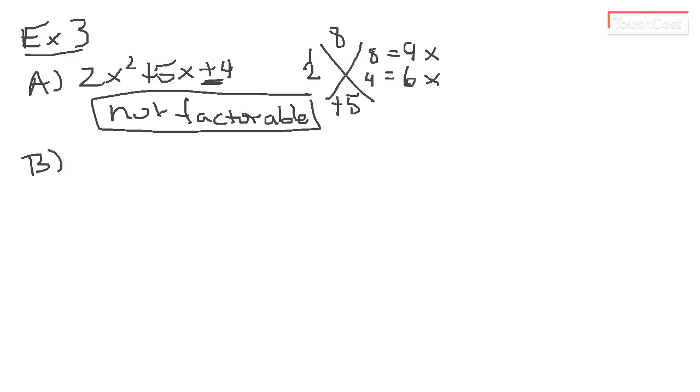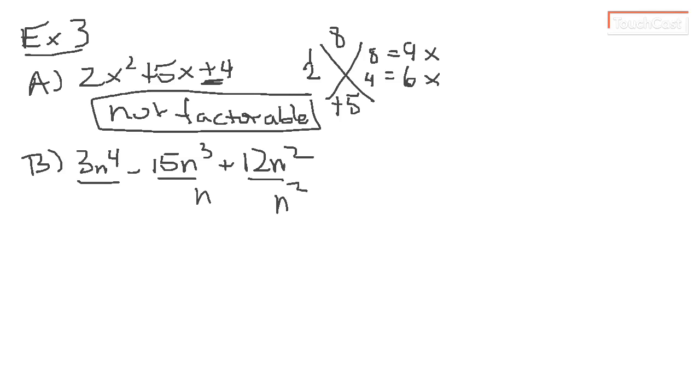We're going to have 3n to the 4th minus 15n to the 3rd plus 12n squared. Now I do notice something. There is a greatest common factor. Each term has an n. In fact, they all have n squared. So we're going to factor that out for sure. I also look at 3, 15, and 12 and know that all three of those are divisible by 3. So we're going to factor out a 3n squared.